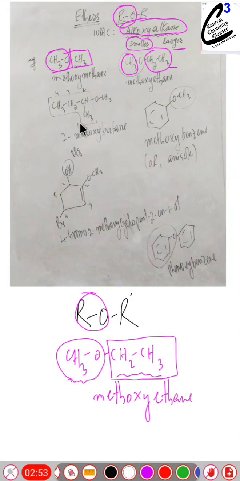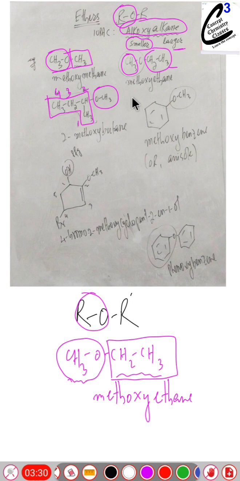In the third example, I have taken CH3 CH2 CH CH3, and to this OCH3 is attached. We must choose a chain which contains the larger number of carbon atoms. So this carbon atom has to be numbered as 1, 2, 3, and this is 4. And the methoxy OCH3 is attached to the second carbon atom. So the IUPAC name of this compound is 2-methoxybutane, since the carbon chain has 4 carbon atoms.